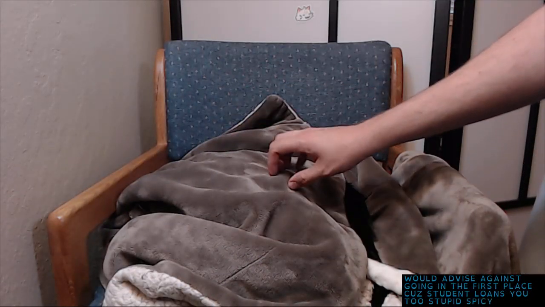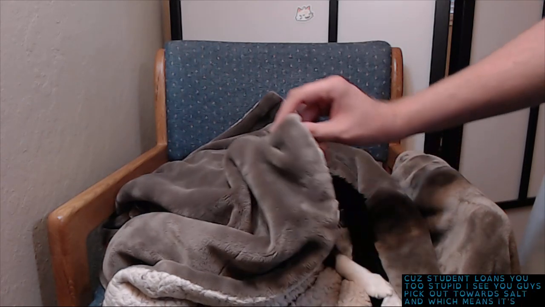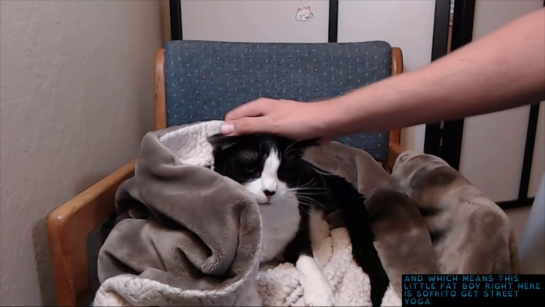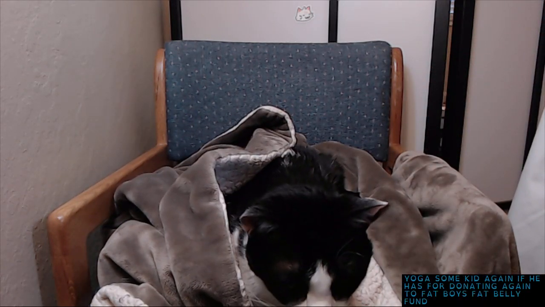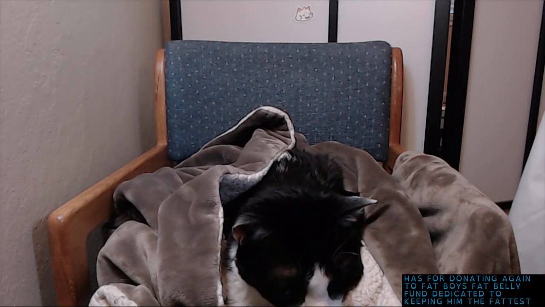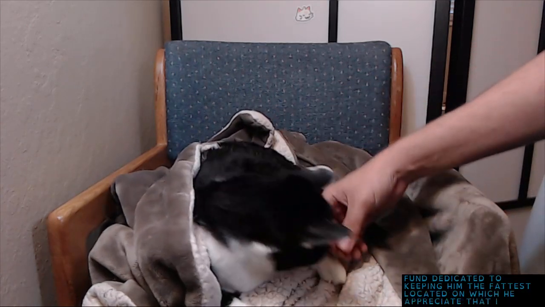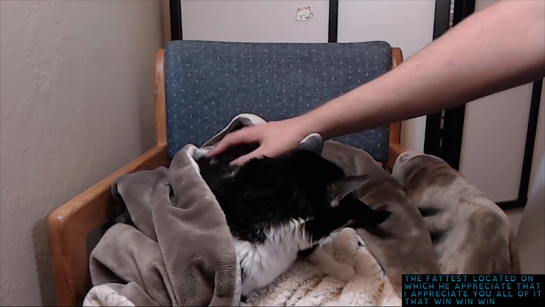Anyways, I see you guys took out Tortoiseshell Tansy, which means this little fat boy right here, this little burrito, gets a treat. Y'all get some kitty cam. Thank you guys for donating again to Fat Boy's Fat Belly Fund, dedicated to keeping him the fattest little kitty on Twitch. He appreciates it. I appreciate it. You all love it. It's a win-win-win. Oh, good boy.